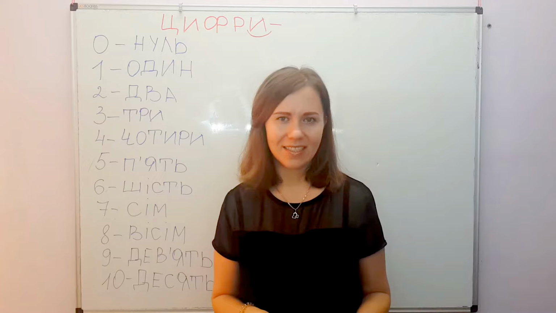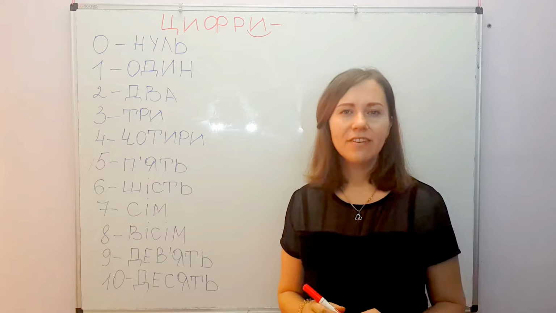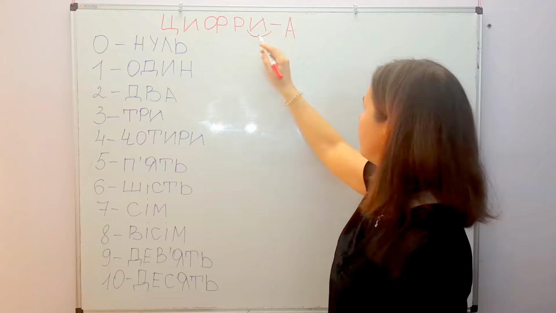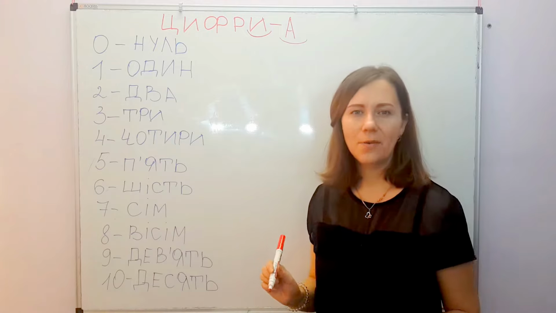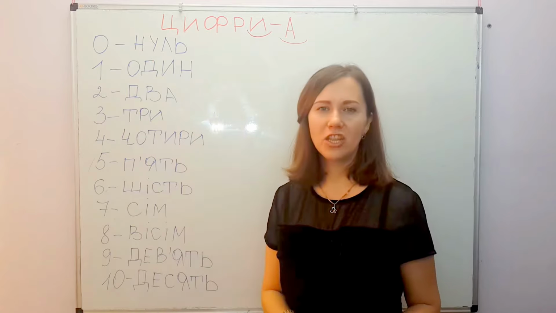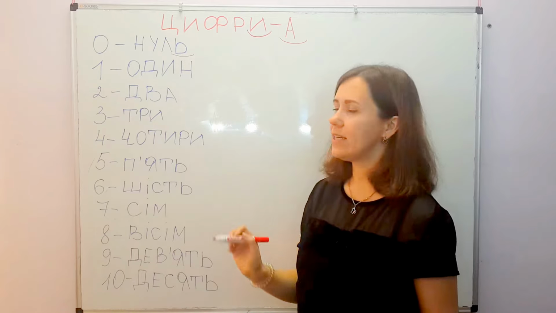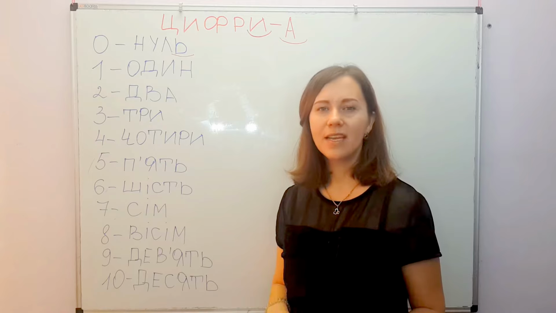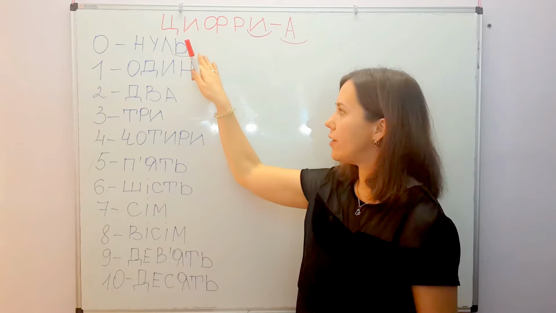So, let's get started. Цифри – figures or numbers. If you need one number, one figure, then it's A here instead of E. Цифра – цифри in plural. Now, let's start counting. Нуль. Null. And be careful to pronounce null correctly, as here we have a soft sign. Null. Try with me. Null. Л, л, null.